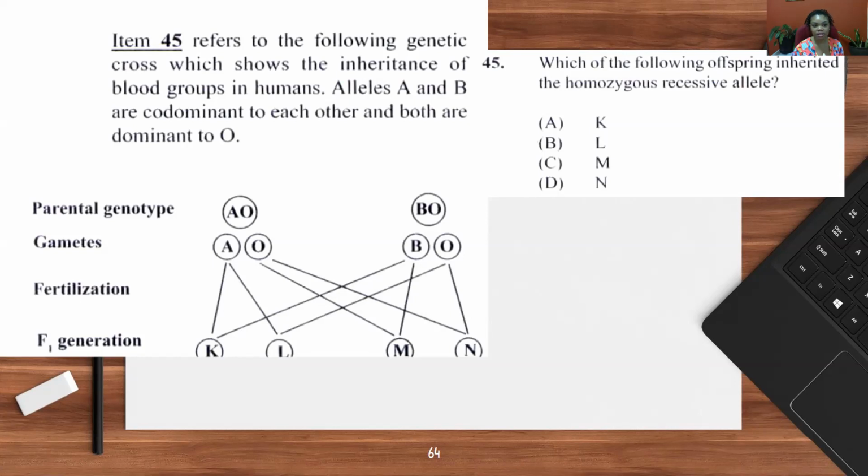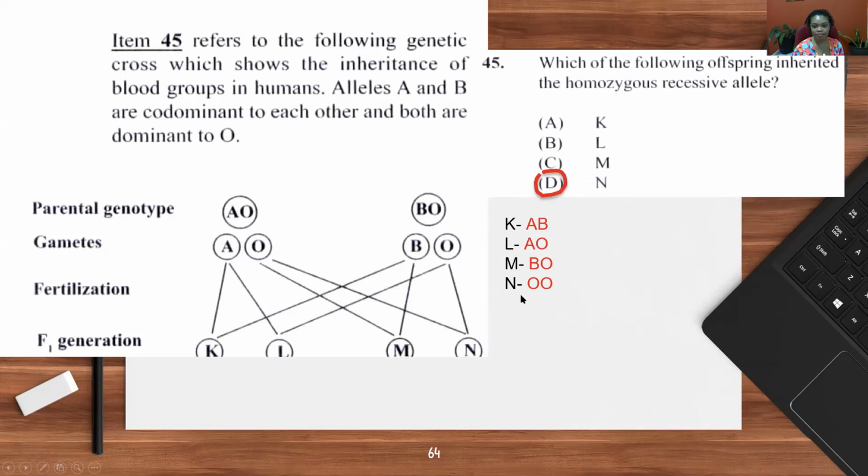Or A, yeah. So those are the dominant alleles. When they're together, they're codominant. And O is the recessive allele. So we write the dominant allele first. So this is BO. Here you have OO. So this is recessive. So the answer here is N.